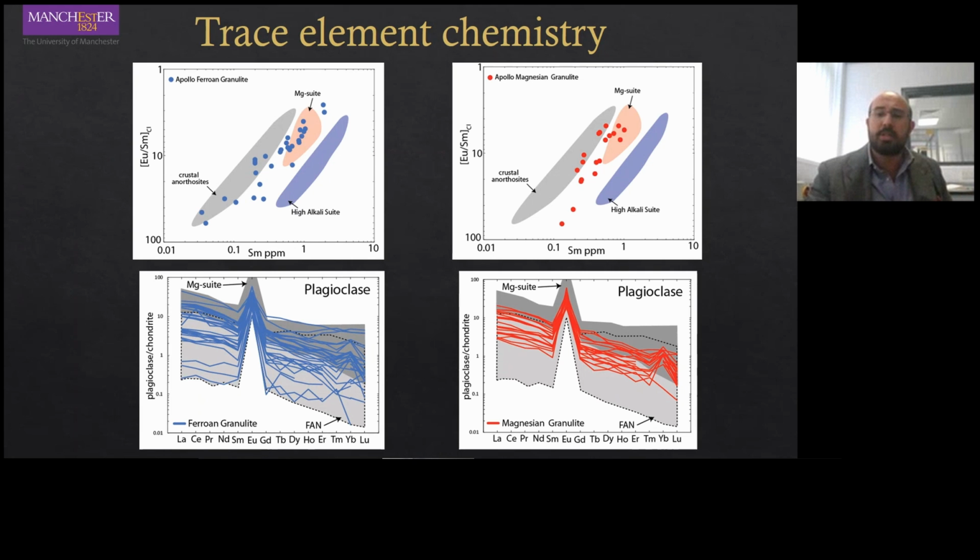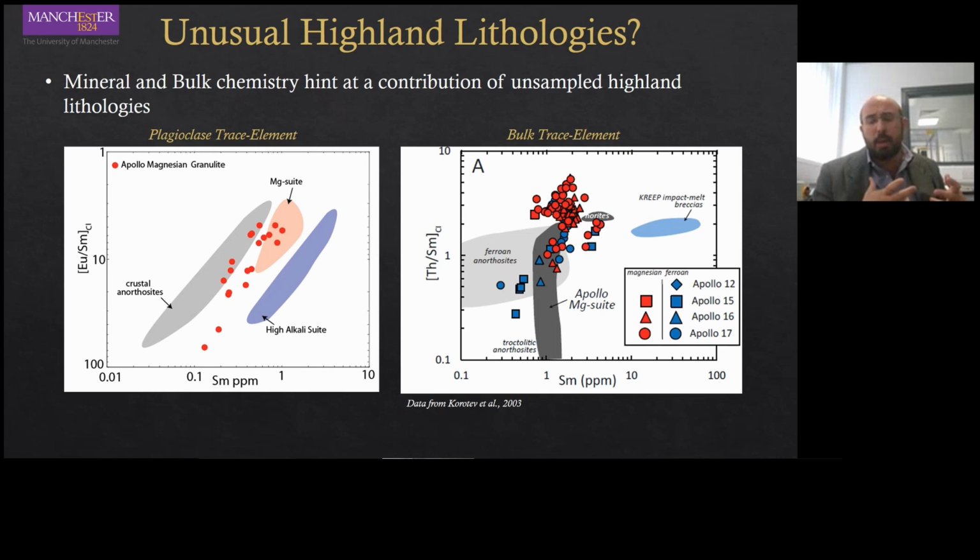So what could these samples represent? Well, these potentially give us some very tantalizing glimpses at some more unusual or rarer highland lithologies that might be out there within the lunar crust. This was hinted at by Randy Korotev when he reported some bulk trace element data, and in particular he argued that some of the more magnesium-rich granulites represented compositions that were distinct from the Apollo MG suite material. So I think what we're seeing is a confirmation that some of these plagioclase trace element data are definitely revealing something a bit different.